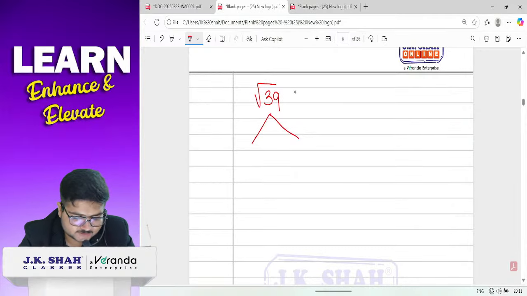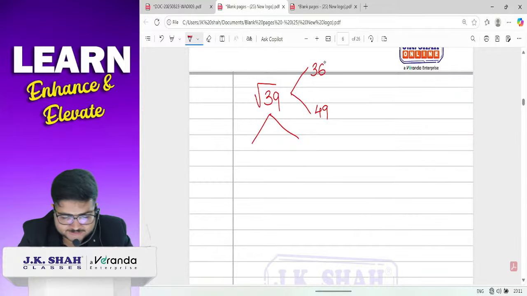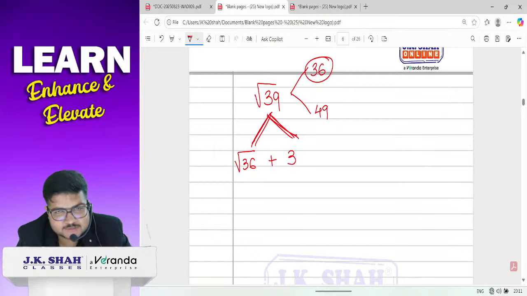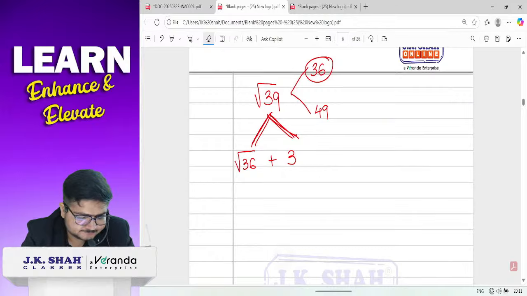So first tell me, 39 comes between which two perfect squares? 36 and 49. Which is the closest one? 36. So we are going to break this into root 36 plus 3. Understood how to break this? Sir, why plus 3? Because when I add 36 plus 3, I get 39. And that is why I have added 3.